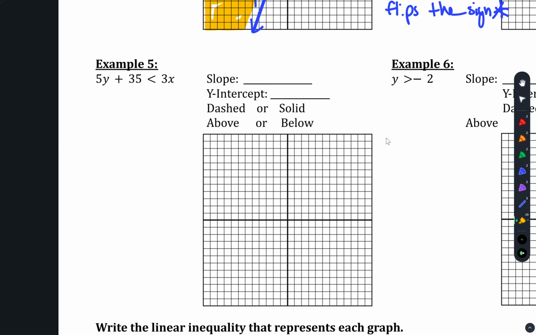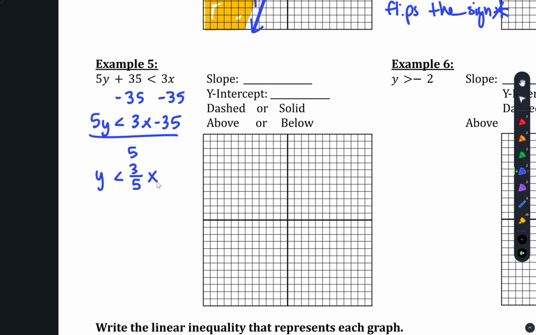All right, so example 5, same deal. I'm going to solve for y. I need to get y equals mx plus b form. If I divide 3 by 5, I'm just going to leave it as 3/5 x. I'm not doing anything fancy with that.